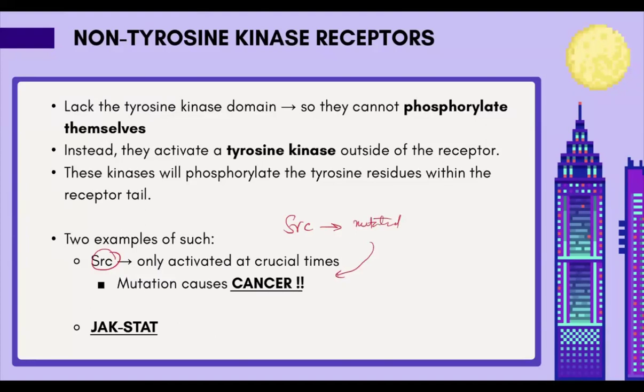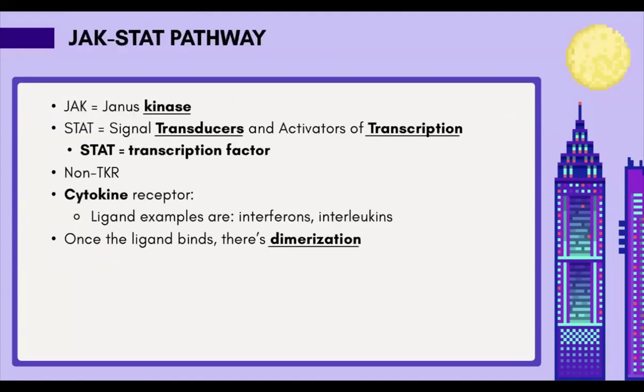And then the other example of a non-tyrosine kinase receptor is JAK-STAT. So again, we're going to break down the name. JAK means Janus kinase. Again, I mentioned that they don't have the enzyme for tyrosine kinase, so they need a tyrosine kinase type of enzyme coming in. So that's the Janus kinase, JAK.